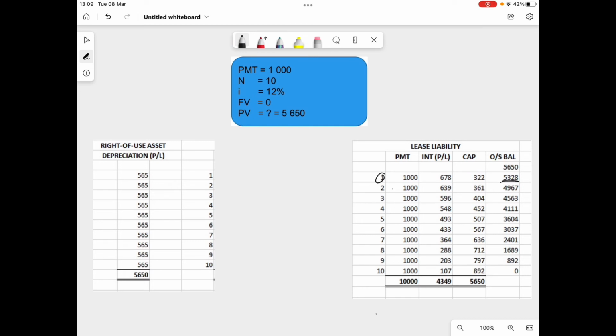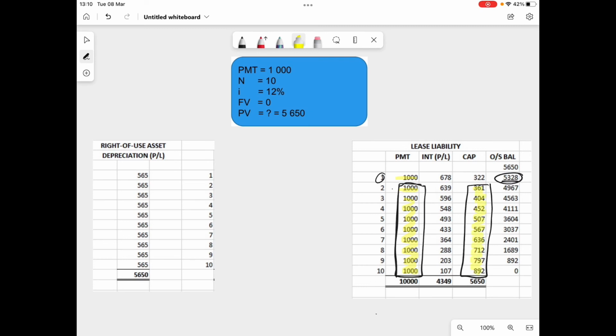Now, note that that 5328 outstanding amount is going to be repaid with the capital portions of my lease payments 2 to 10. So these lease payments, when I pay them, will include the capital components, which will be the repayment of the 5328. And now we have to remember that these lease payments that we are going to pay will be the amounts that will be deductible for tax in future. And included in that 1,000 Rand amount that will be deductible for tax in future is the capital components.